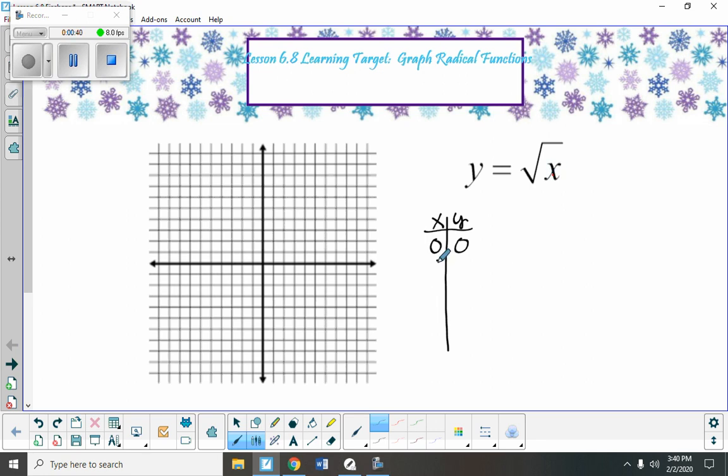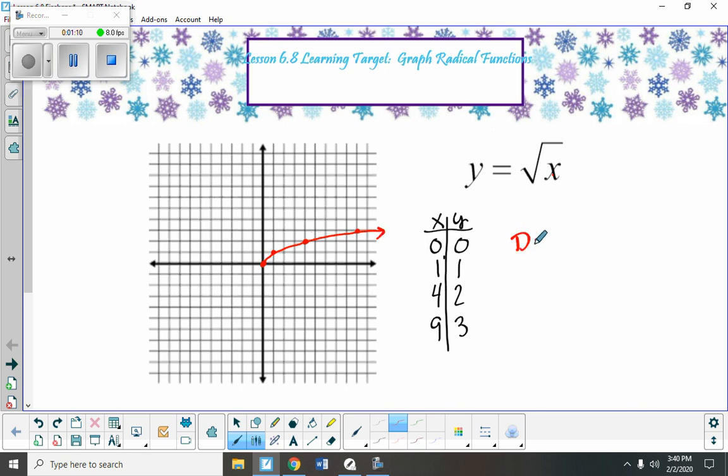So the next biggest one would be 1. Square root of 1 is 1. Square root of 4 is 2. 9 is the next perfect square. Square root of 9 is 3. And so when we graph that, let me pick a different color here. We have (0, 0), (1, 1), (4, 2), and (9, 3). So this is how your square root of x graph looks.